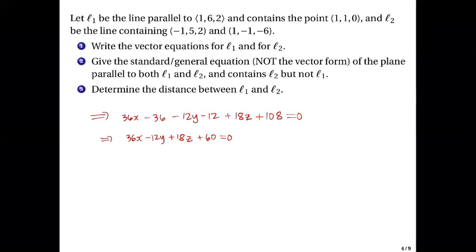And now, this is acceptable, but let us just reduce this. Look at this. You have 36, minus 12, 18, and 60. They are all divisible by 6. So if we divide everything by 6, if you divide this equation by 6, you will just have 6x minus 2y plus 3z plus 10. This is equal to 0. So this is the reduced form of the equation for the plane pi.